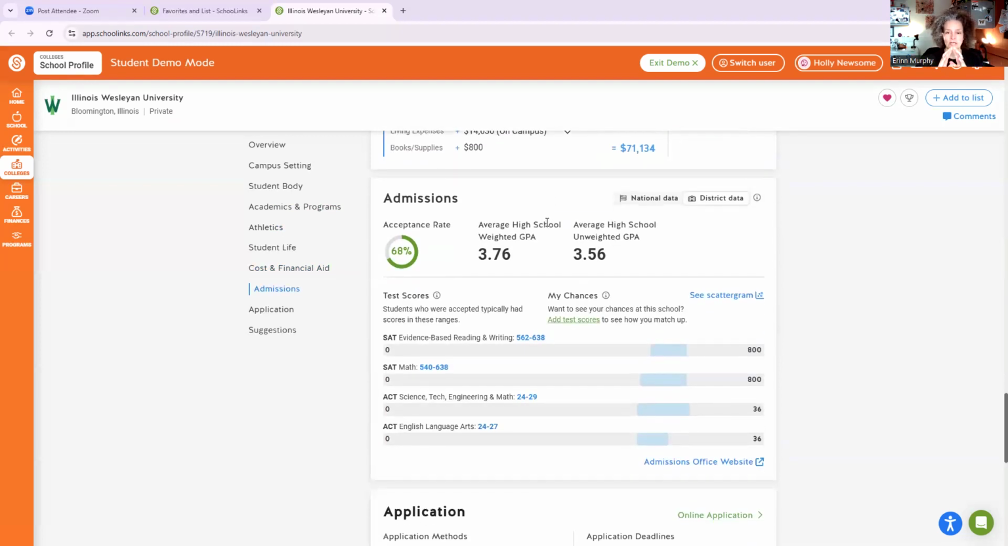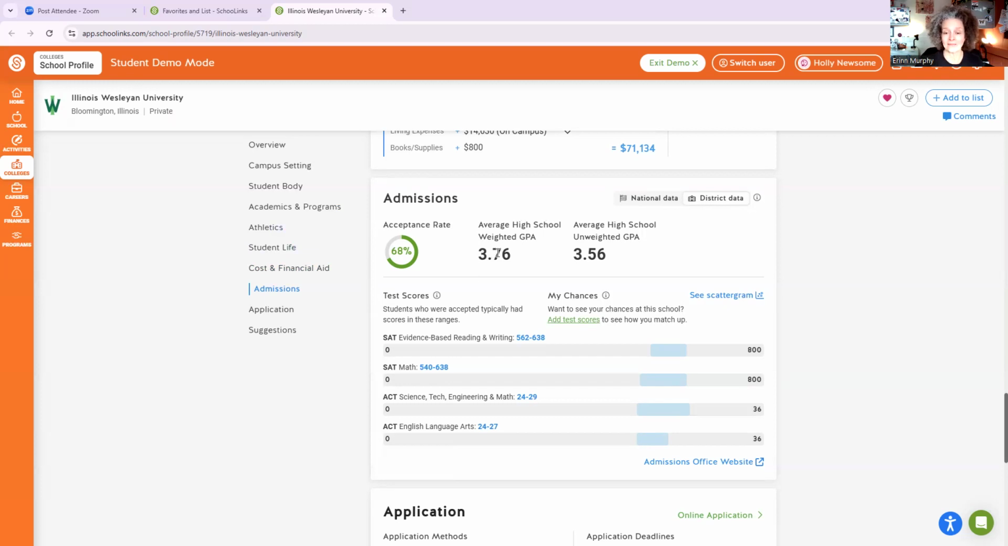This is where I want to take a deep breath, because for my student demo page, I am sitting at a 3.2, I believe, unweighted, 3.4 weighted GPA. And you can see that the average high school weighted GPA of admissions for Illinois Wesleyan is a little bit higher than what I have. However, that does not mean I am not a strong candidate and should not apply to Illinois Wesleyan. You see here, Illinois Wesleyan accepts almost 70% of the students that apply.